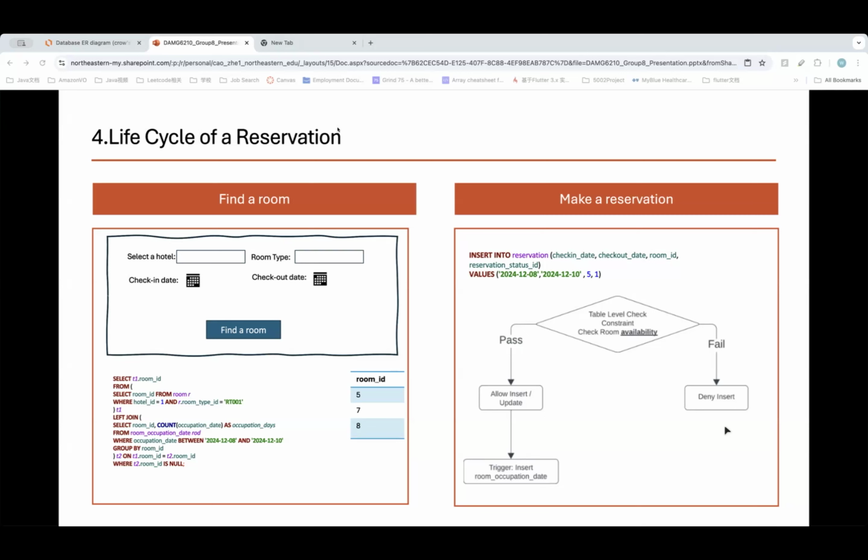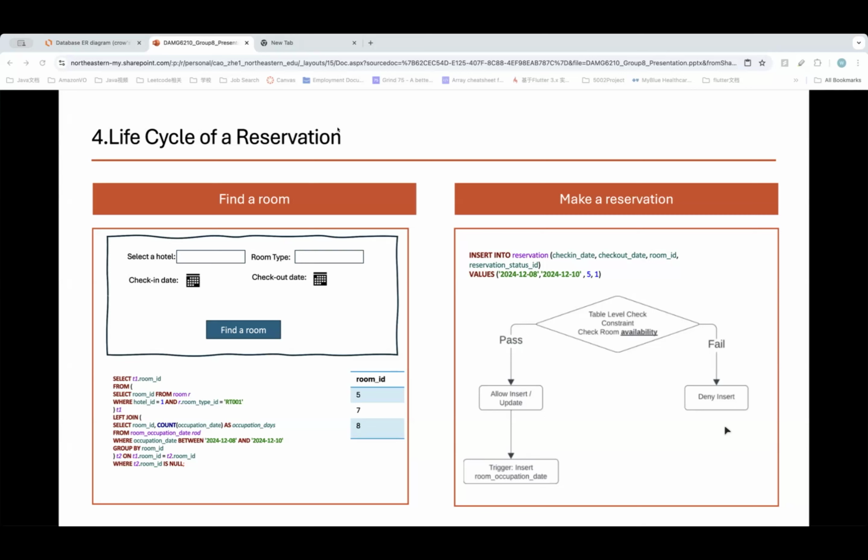Now that we have a list of rooms, let's pick one and make a reservation. Since there could be a time gap between finding a room and making a reservation, we've added a table-level constraint to avoid any time conflicts. Before we can insert or update data in the reservation table, we'll query the room occupation date table to check whether this specific room is occupied within the guest's desired time window. If there is a time conflict for that room, we'll deny the insert or update.